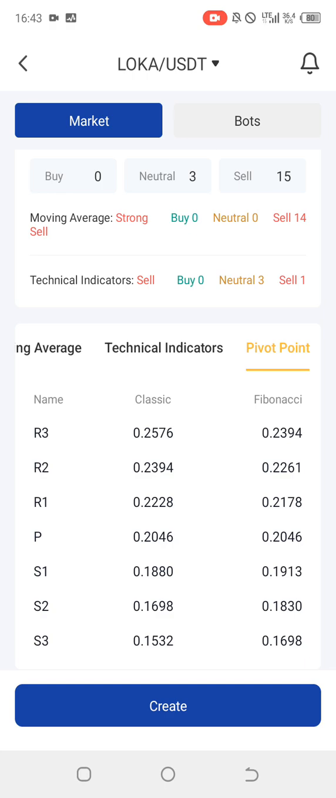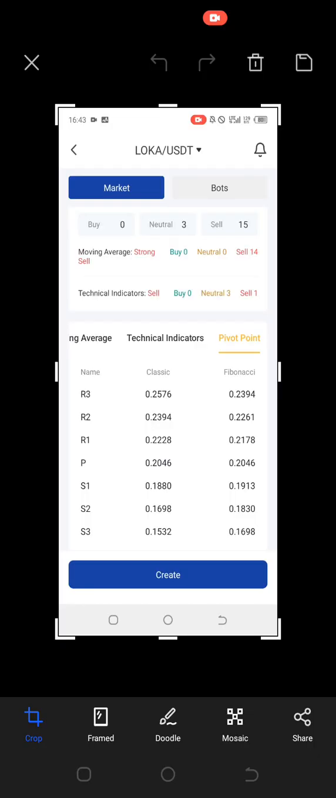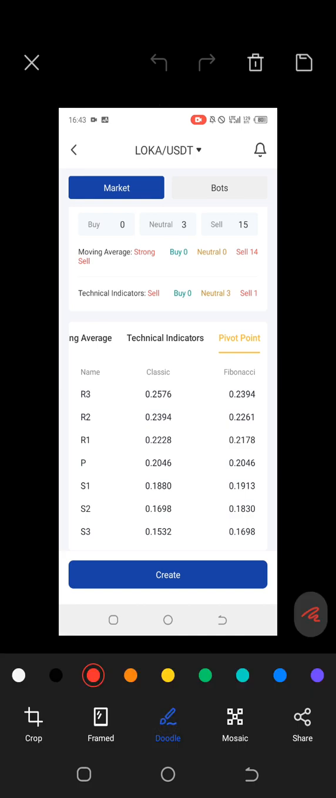Okay. So today we are just going to take you through the basics of the pivot point. The pivot point is over here. When you open your Royal Q, I'm using LOKA USDT as my case study. We're going to use that asset for this, and to get it, you look for the asset, then come to technical indicators on your Royal Q, and click on the pivot point.